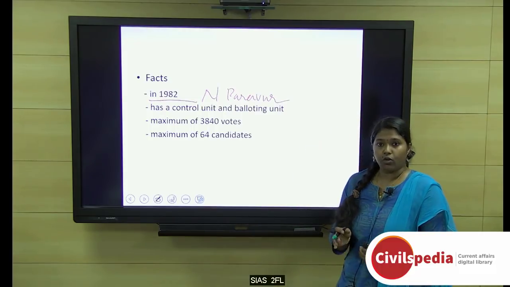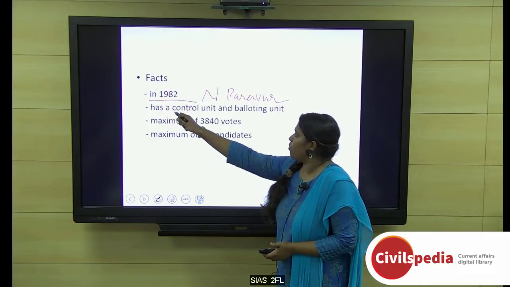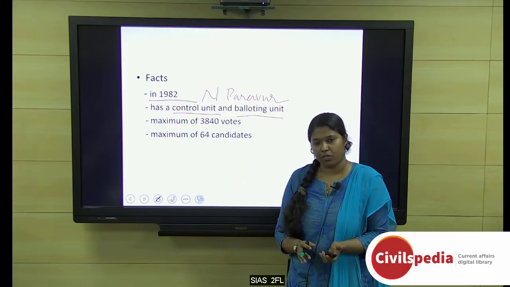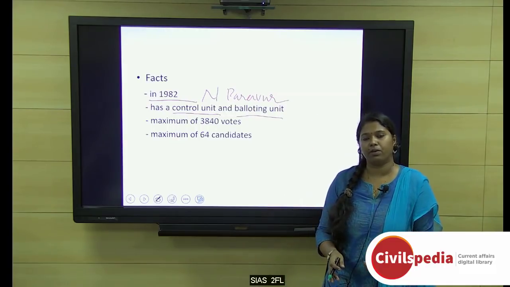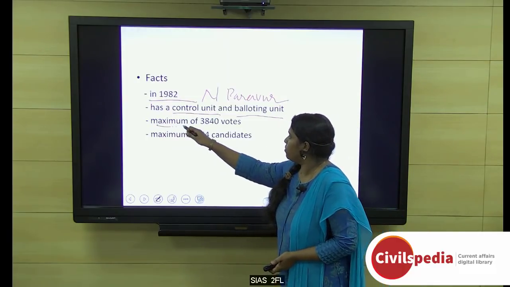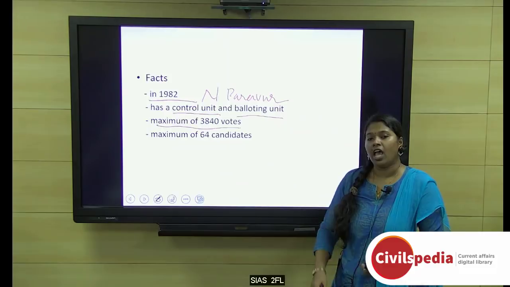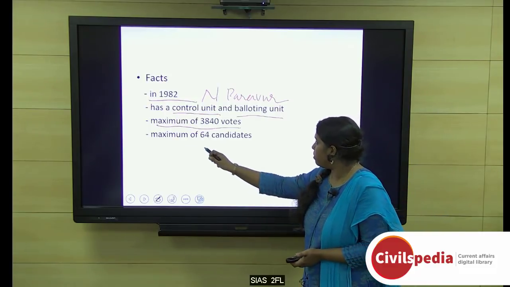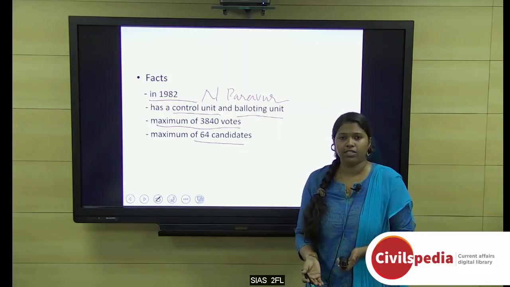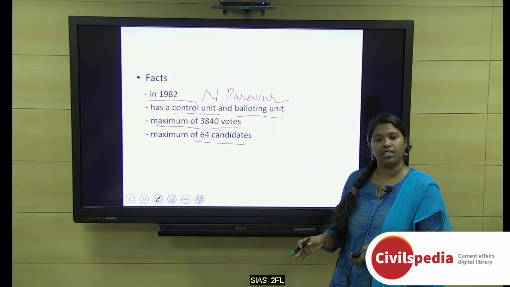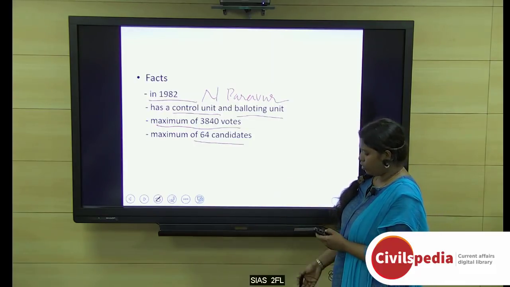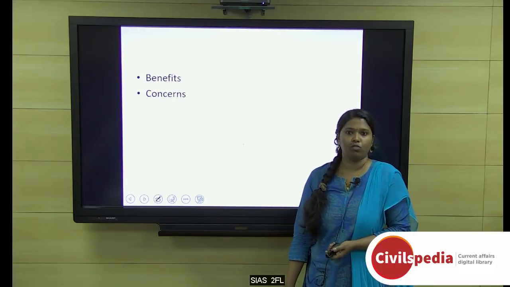Now coming to the electronic voting machine, it has two units: the control unit and the balloting unit. The control unit is kept with the presiding officer and the balloting unit is kept in the voting compartment. It can register a maximum of 3,840 votes and can cater to a maximum of 64 candidates. The machine is powered by batteries and therefore does not have to depend on electricity, and ensures continuous voting.